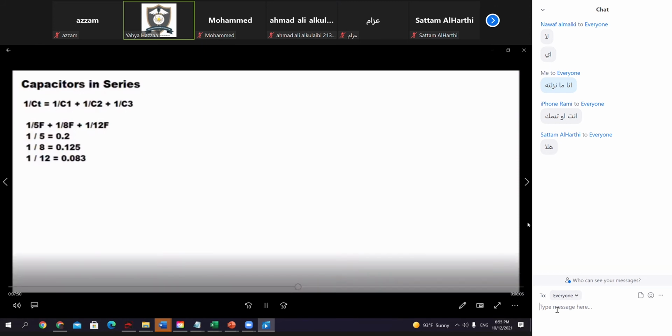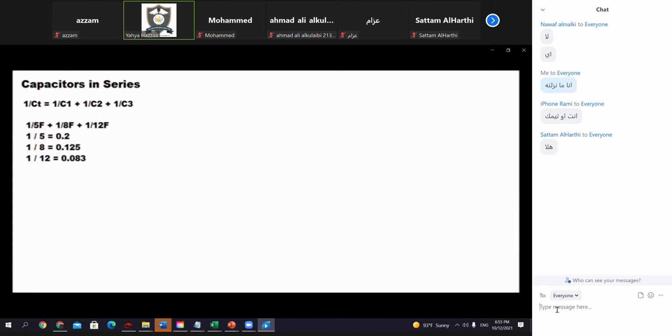So the values that we get out from each are: 1 divided by 5 equals 0.2, 1 divided by 8 equals 0.125, 1 divided by 12 equals 0.083. So we add these totals together now. 0.2 plus 0.125 plus 0.083 gives us a total of 0.408. So 1 divided by 0.408 gives us a total capacitance of 2.45 farads.